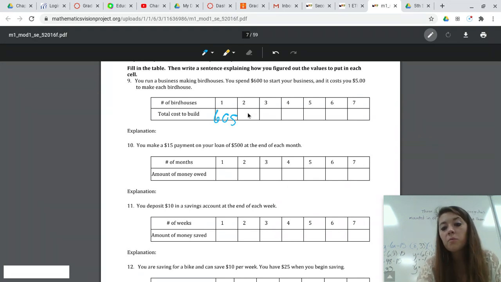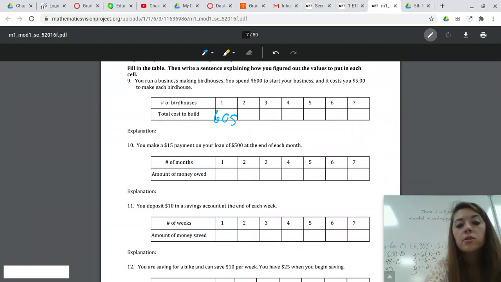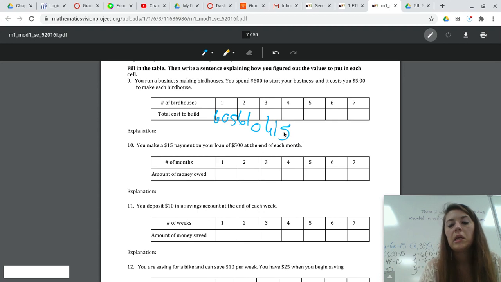What about to make 2 birdhouses? So now we go up another 5, but do we have to add that 600 on again? No, that 600 was a one-time base fee that we had to pay, essentially, to start our business. So now every time we go up another number of birdhouses, we're only going up another $5. So for 2, it'll be 610. For 3, we're going to go up another $5. So 615. And I know mine's getting really hard to write on. Let me try and zoom this in a bit.